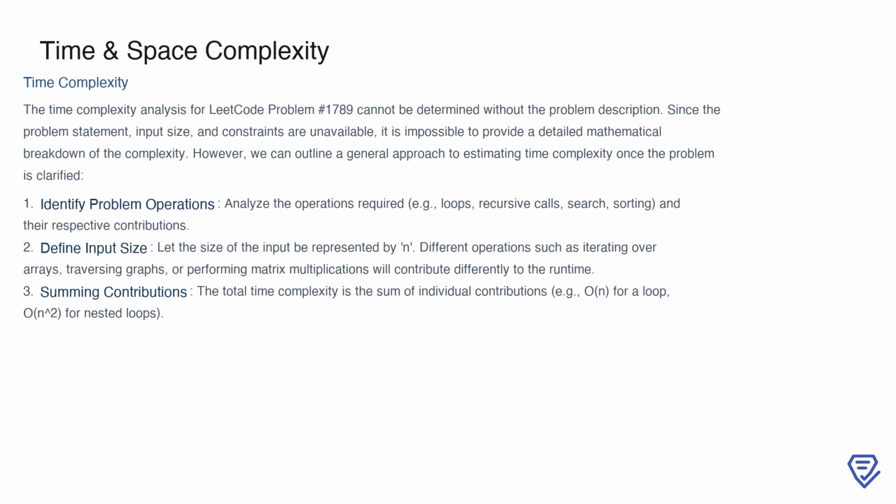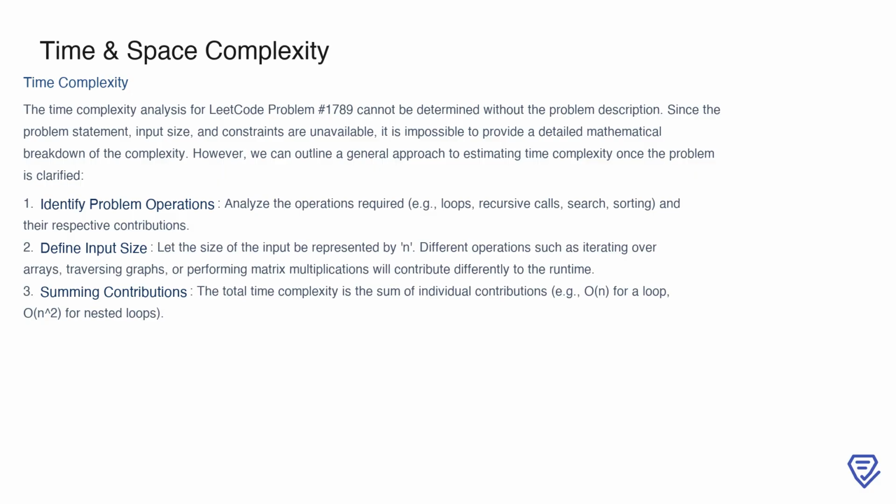In this section, we explore the concept of time complexity as it applies to problem number 1789. While the exact details of the problem are missing, we can outline the general process for analyzing time complexity. First, it's important to identify the operations involved in the algorithm. These could include loops, recursive calls, or other operations like sorting or searching. Each of these contributes differently to the runtime.